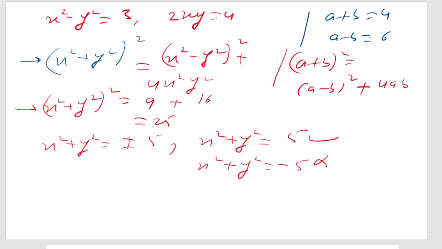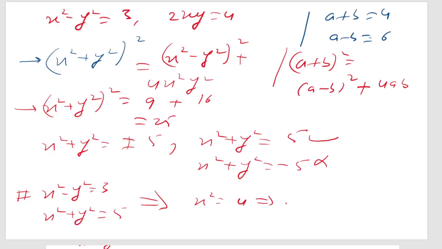Now we have x square minus y square is equal to 3 and x square plus y square is equal to 5. Solving these, 2x square is 8, so x square is equal to 4. So I will get x is equal to plus or minus 2. Similarly, I will get y square is equal to 1.